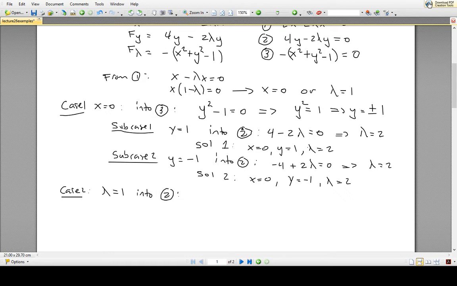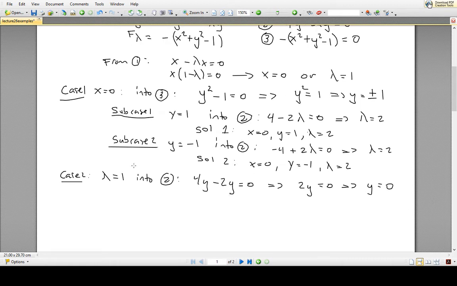And what do I find? If I use that lambda is equal to 1, I put it into equation 2, I get that 4y minus 2y is equal to 0, which means that 2y is equal to 0, which of course means that y is equal to 0. So if I choose that lambda is 1, I'm forced to admit that y is equal to 0. Now that I know lambda is 1, y is 0, I can put these into equation 3.